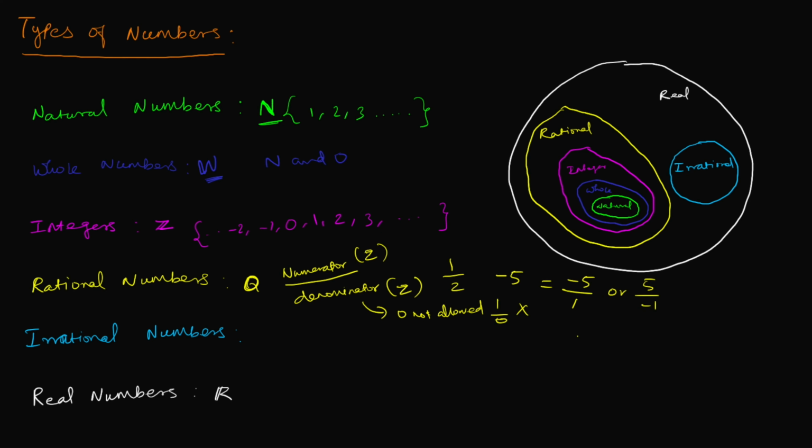One important thing is, a rational number can have repeating decimal values. For example, if we say 100/3, then in decimal form, this is going to be 33.333, and it's going to continue forever. So this is also a valid rational number.